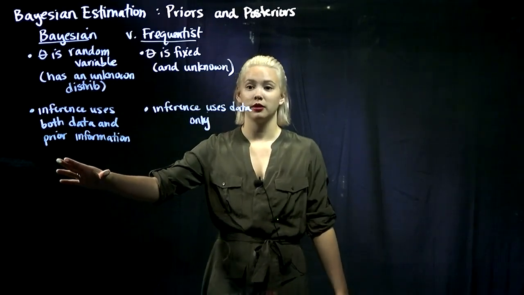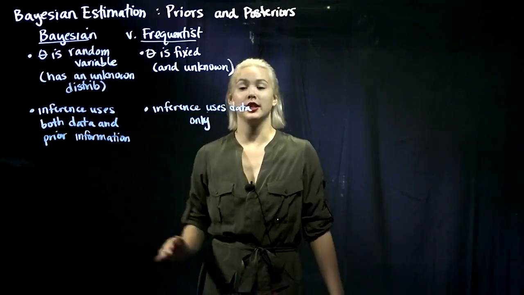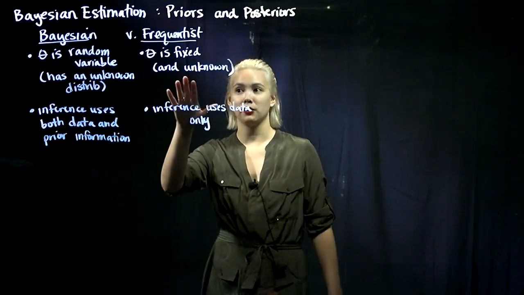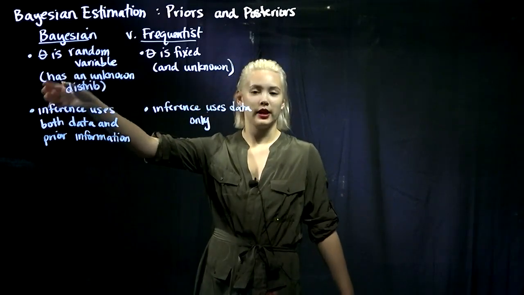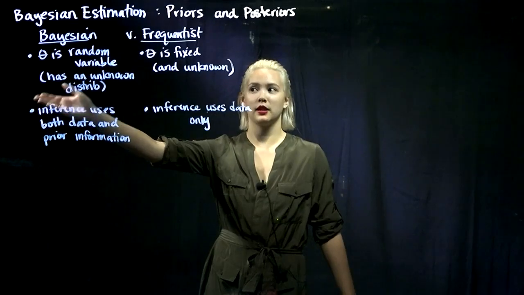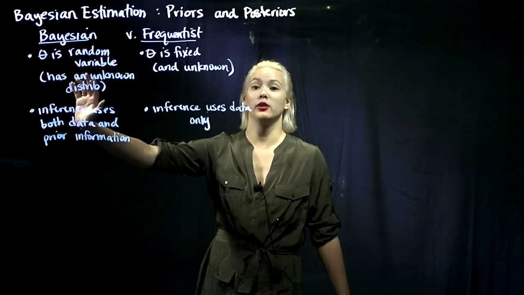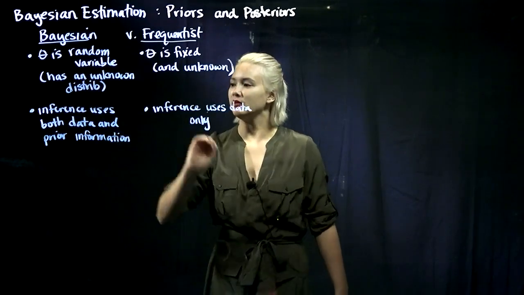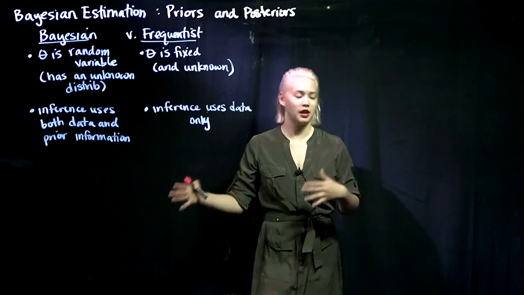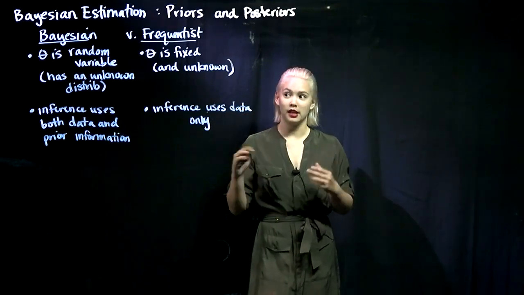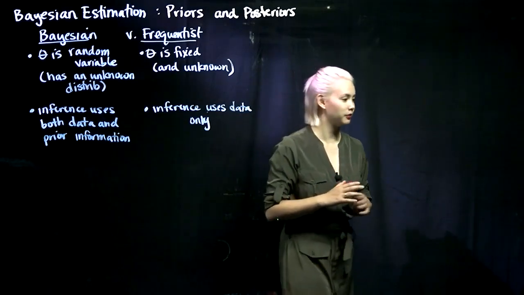Another pretty fundamental, big difference is that theta in the Bayesian world is a random variable. Remember, in the frequentist world, we've always been assuming theta is fixed. Now theta is a random variable. So instead of theta having an unknown value, in the Bayesian world theta has an unknown distribution. Now that we've seen the difference between frequentist and Bayesian statistics, we can dive a little more deeply into Bayesian statistics.